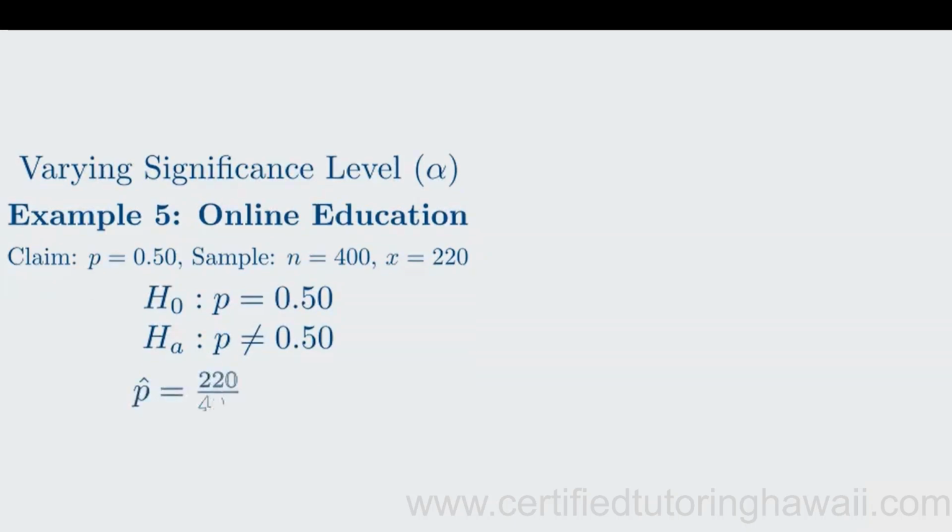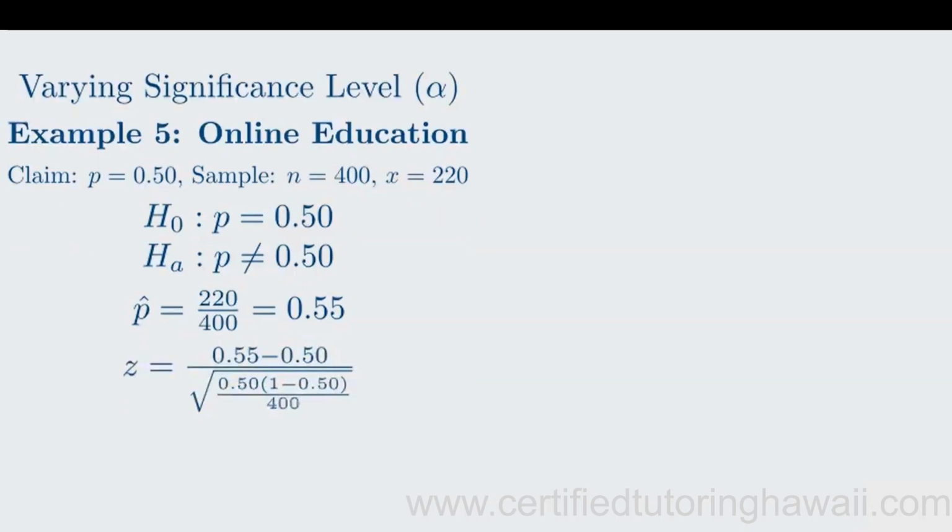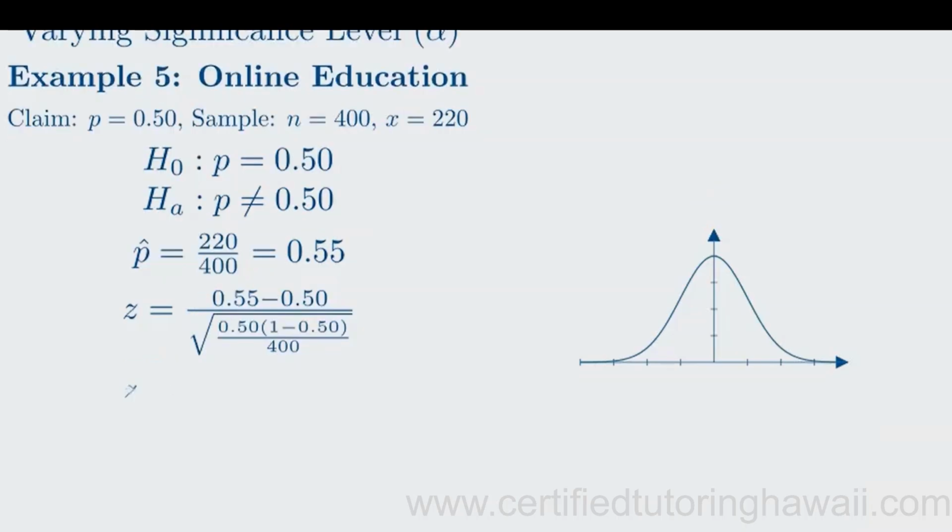The sample proportion, p hat, is 220 divided by 400, which equals 0.55. Let's find the z statistic. To calculate z, we subtract the null proportion from the sample proportion and divide by the standard error. This gives us 0.05 divided by the square root of 0.50 times 0.50 over 400. This simplifies down to 0.05 divided by 0.025, which results in a z-score of 2.00.